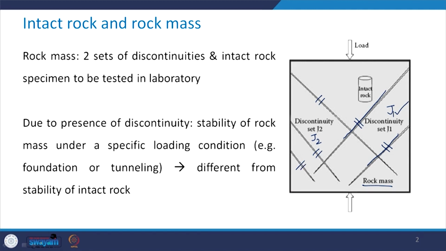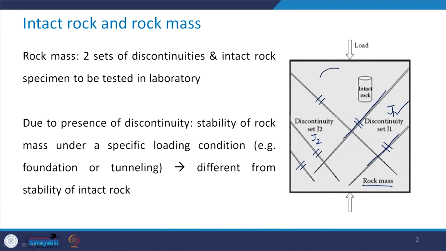And I mentioned to you in the previous class, as we keep on reducing the sample size, even the most heterogeneous rock can behave as an isotropic and homogeneous rock, that is, intact rock. So if I take out a specimen from this portion, whatever that specimen is, it will be of intact rock.